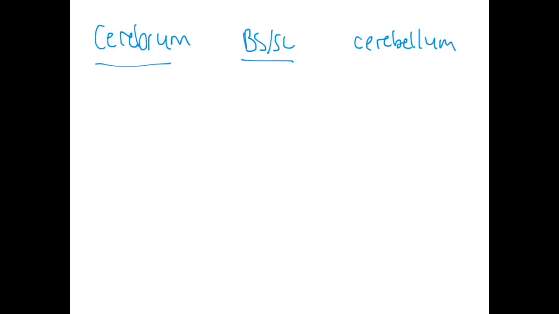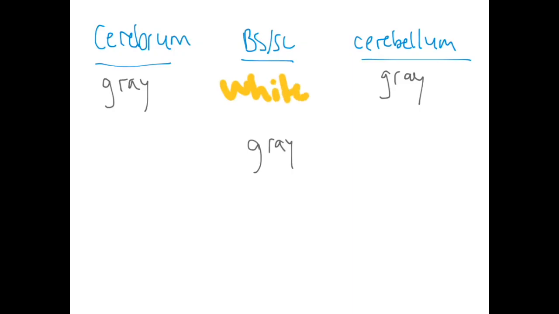So let's make some comparisons between the cerebrum, the brainstem or the spinal cord, and our cerebellum. We have similar composition in both the cerebrum and the cerebellum, where we have gray matter on top of white matter. And for the brainstem and spinal cord, the gray matter is deep to the white matter. Remember, white matter is just myelinated axons, so that's why I'm drawing it with this yellow lipid. Okay, so now we have an idea about its composition.